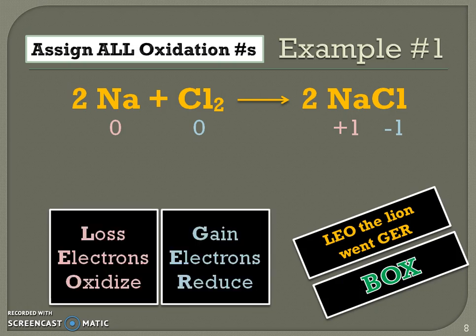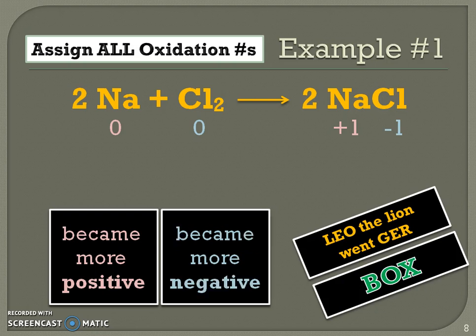So whoever is losing electrons is being oxidized. Whoever is gaining those electrons is being reduced. So whoever is becoming more positive is being oxidized. Whoever is becoming more negative is being reduced. So sodium is being oxidized because it's getting bigger in charge. Chlorine is getting reduced because it's reducing in charge, right? Reducing or decreasing.